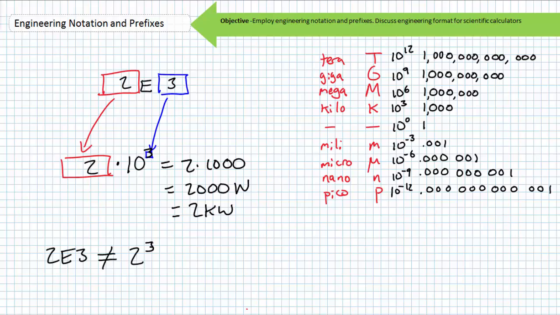First, 2e3 does not mean 2 raised to the third power. 2 to the third is 8. 2e3 means 2 times 10 to the third, 2,000, or 2 kilowatts.